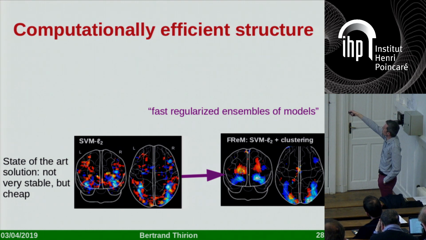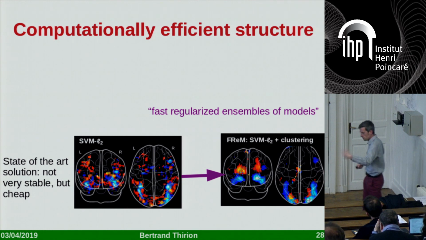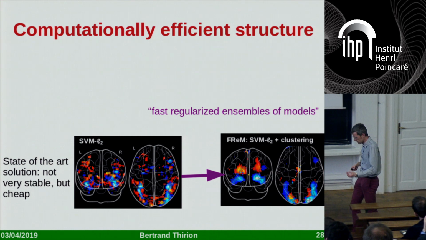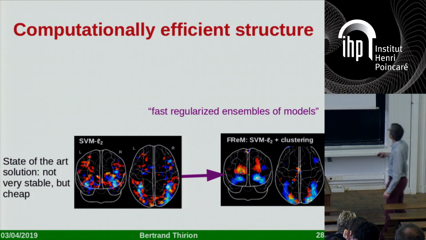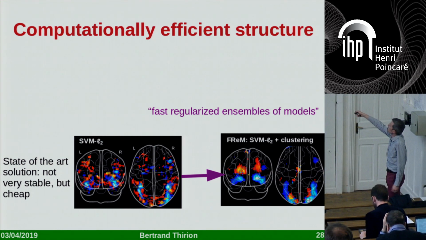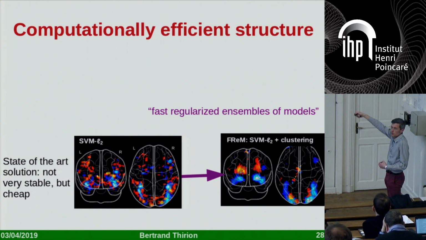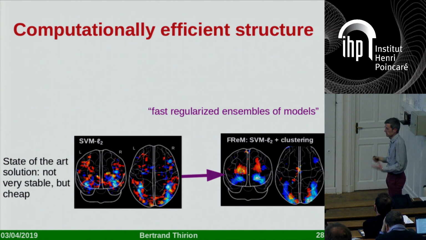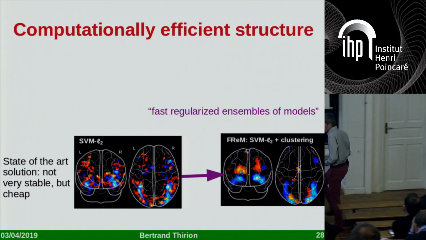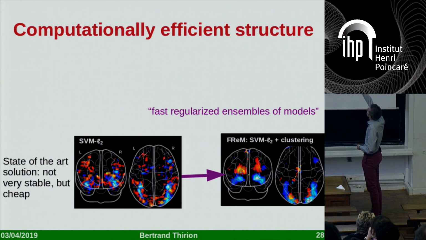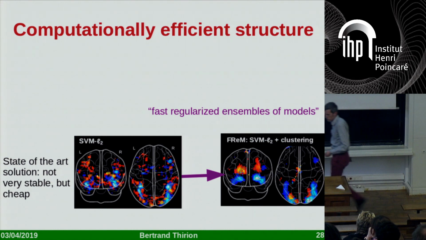If you do this trick of clustering and solving the SVM-L2 on the clustered representation, and then repeating the thing several times and ensembling the solutions with different clusterings, you obtain a pattern which is as good as the first one in terms of accuracy, but much clearer in terms of interpretation. So we call this approach fast regularized ensemble of models, so FREM.